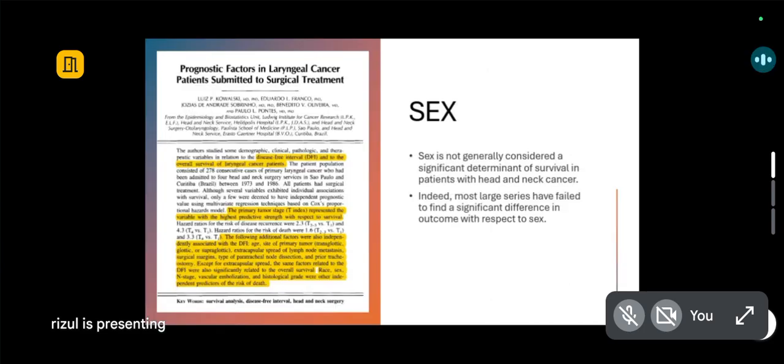Then another factor is sex. Generally, it is not considered a significant determinant of survival. Indeed, most of the large studies have failed to find any significant difference in outcome with respect to sex. So there was one paper by Kowalski et al.